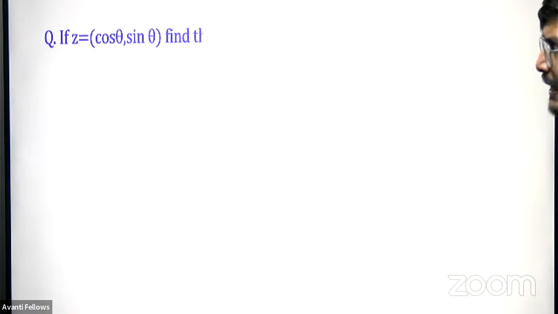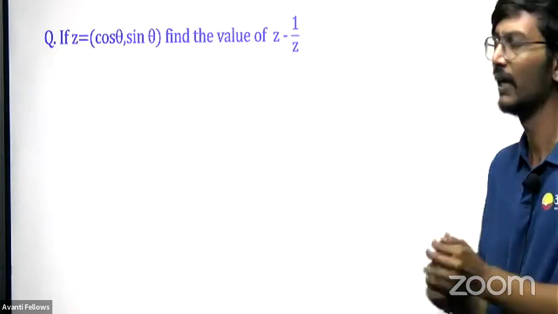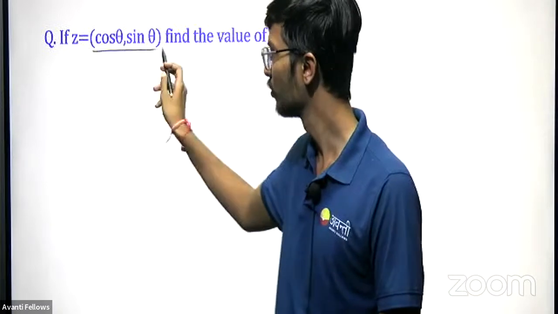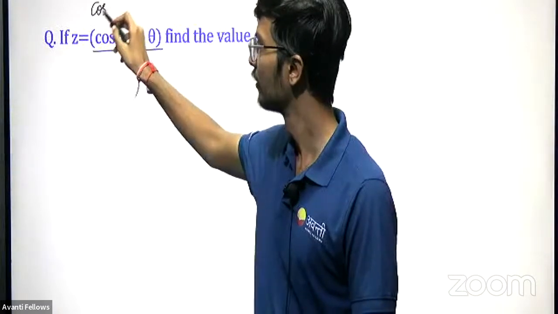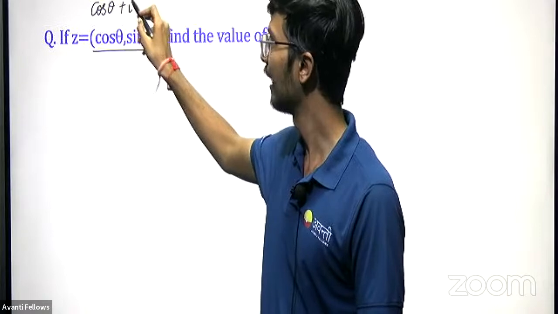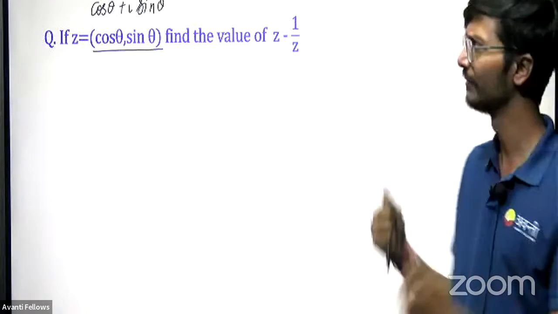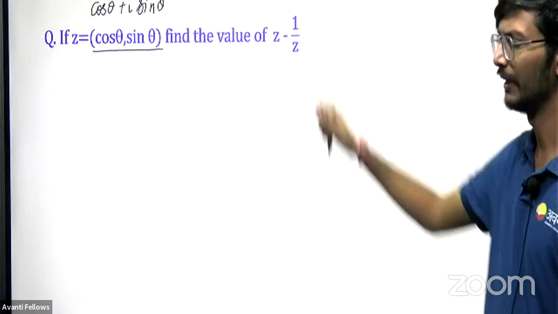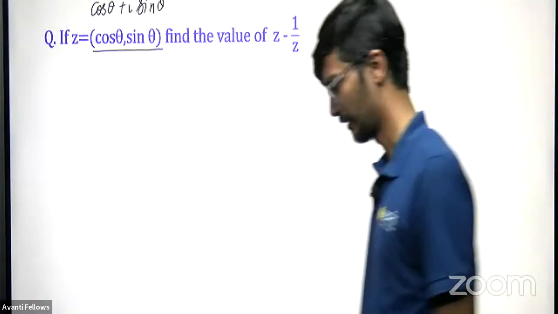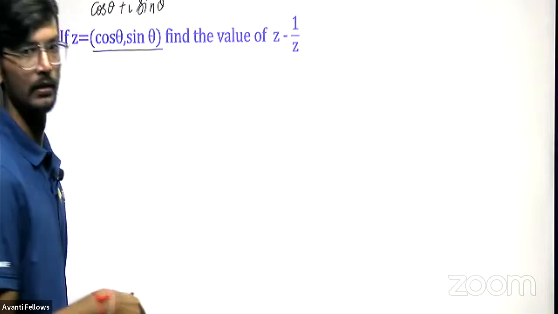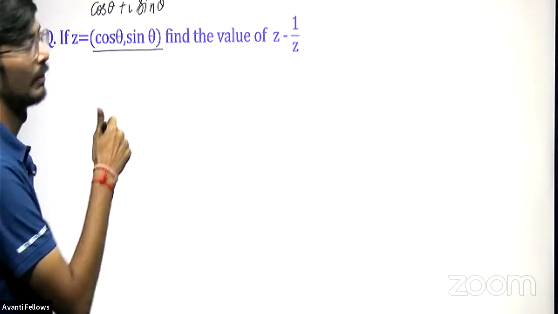Next question. If z equals cos theta plus i sin theta, this is another way to write z. What is the value of z minus 1 upon z? Let me come to this side. z minus 1 upon z.